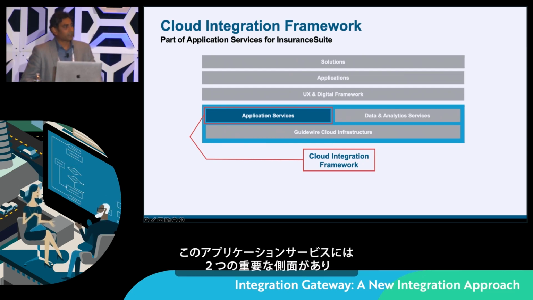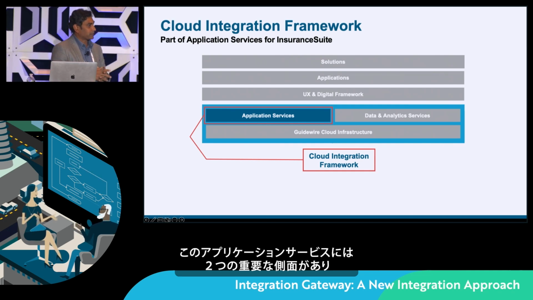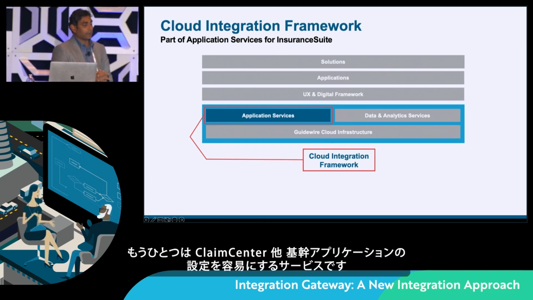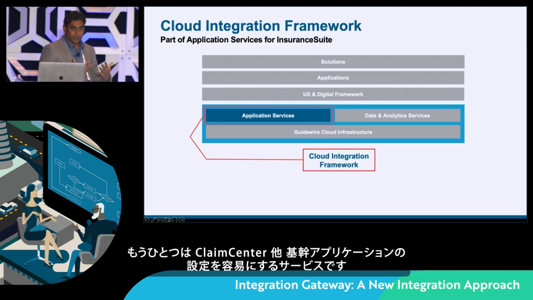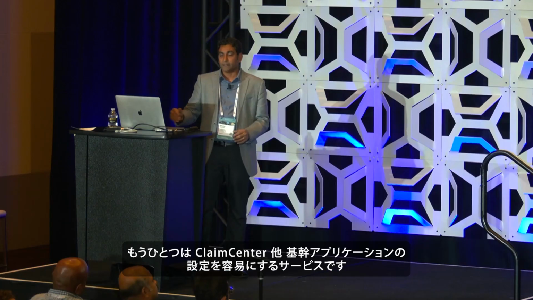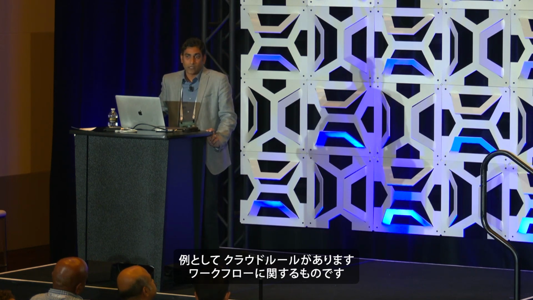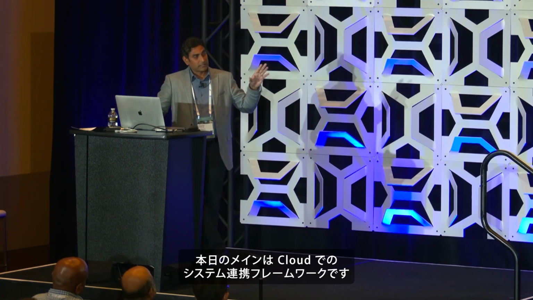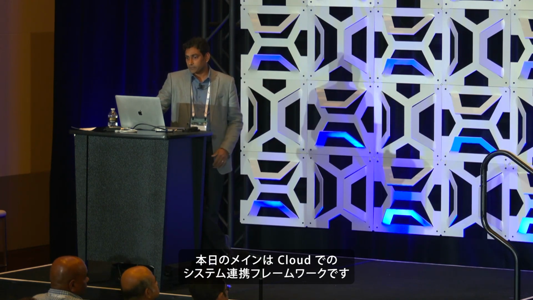So application services have two key aspects, right? One is the integration services, and there's other services in the app services too, like for example, which helps facilitate the configuration of the core applications like Claim Center, X Centers, right? An example would be cloud rules. You have heard about workflow, right? But the focus of the presentation today is Cloud Integration Framework.